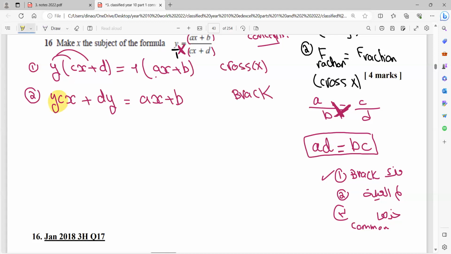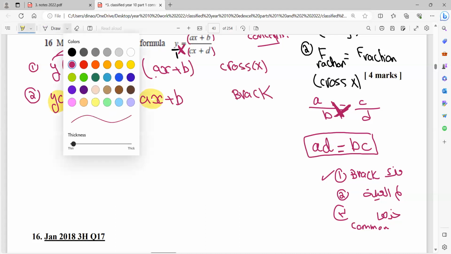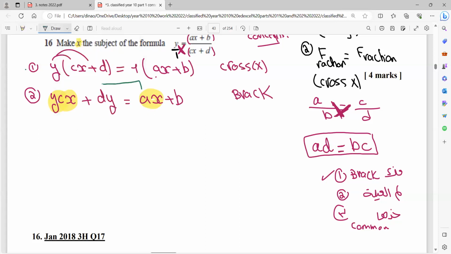I am required in this question over here, as you can see, to make x subject. Now, where are the terms that contain the letter x? There, two terms that contain the letter x. So this is my family. So what do I do? I put the x terms together. Collect the terms that contain the x on one side.